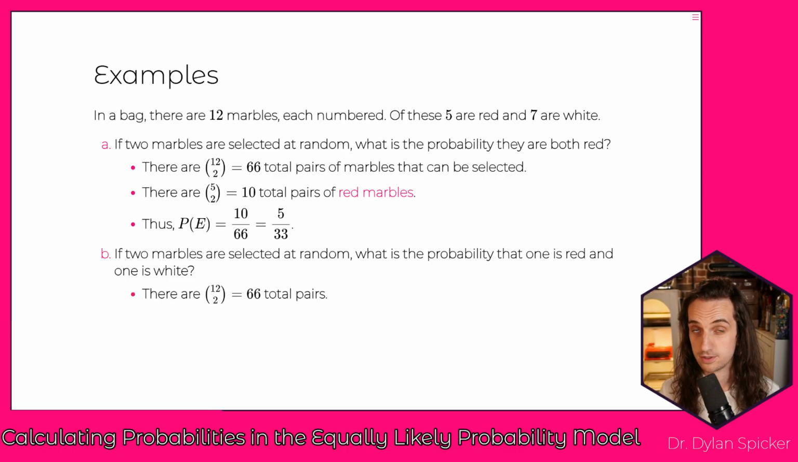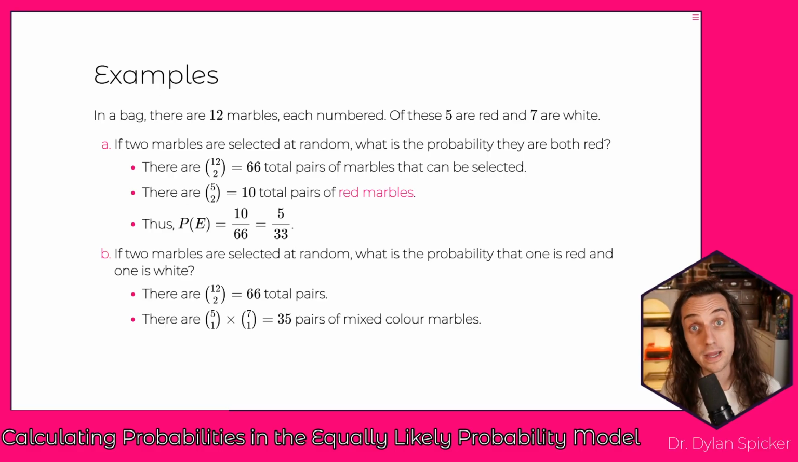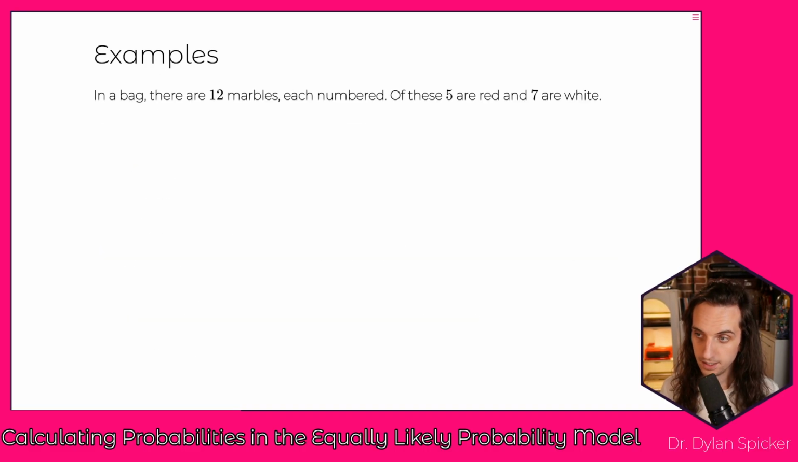There are 12 choose 2, 66 total pairs, just as in part A. 5 choose 1 times 7 choose 1 is 35 pairs of mixed color, so 1 red, 1 white. So 35 out of 66 is our probability there. Right, the probability in the equally likely model, you count up the number of ways the event can happen, you count up the total number of things that can happen, and you divide those 2 together.